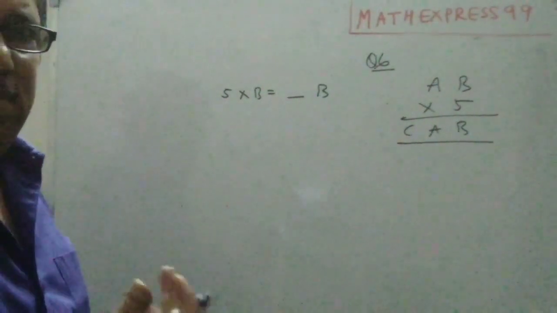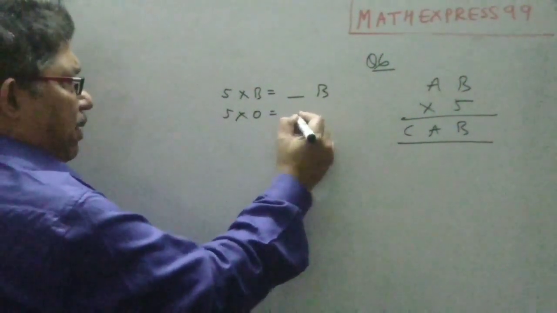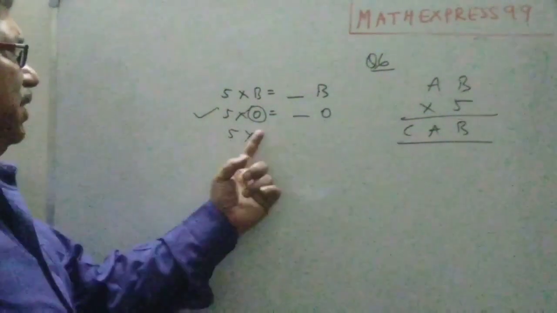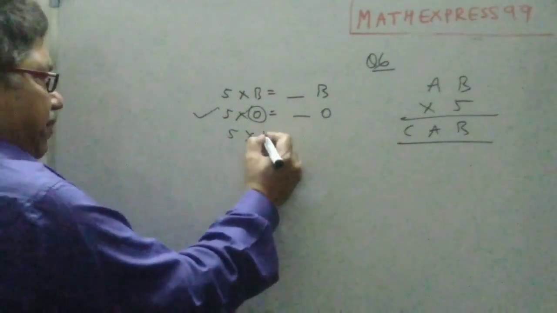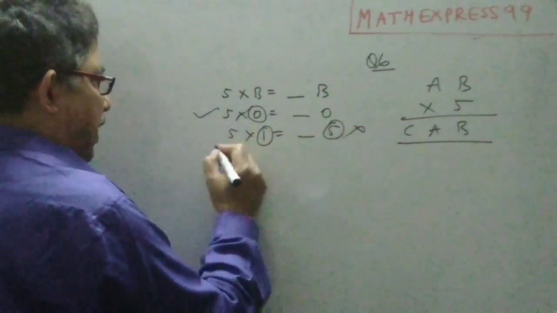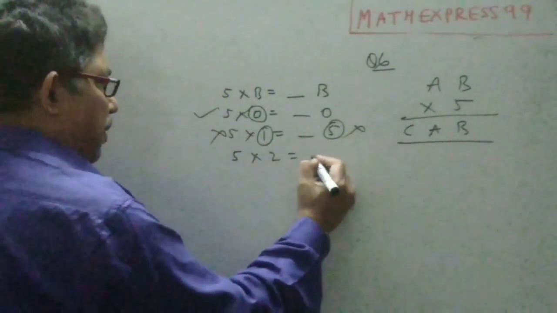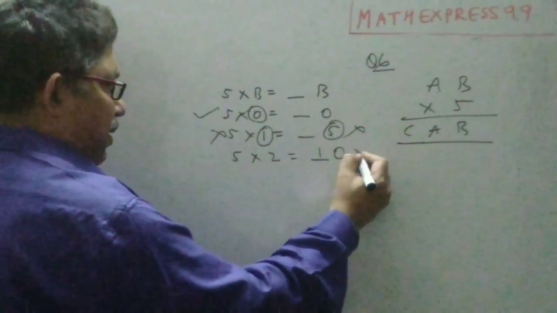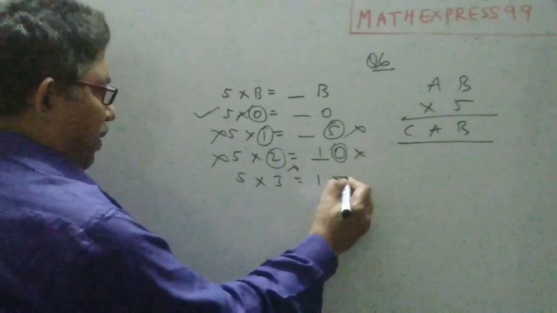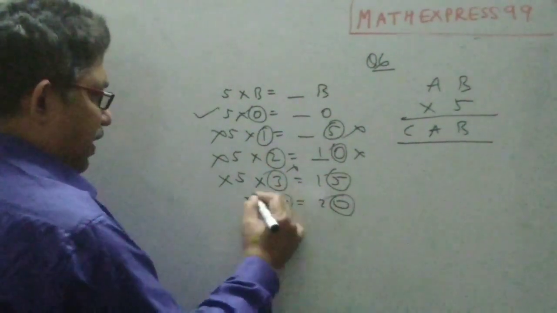So 5 into 0 can give me 0. This is okay. 5 into 1 is 5. So if this ends in 1, this will end in 5. So 1 and 5 don't help. 5 into 2 will end in 0, something 10. Again, these two are not same. 5 into 3 will be 15. These two are not same. 5 into 4 is 20. These are not same. So only 0 is working so far.